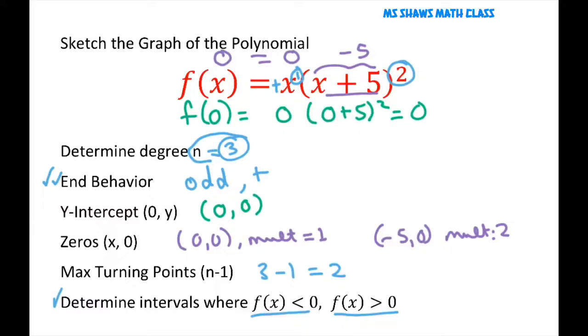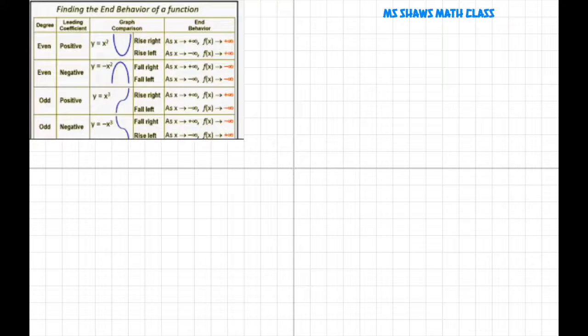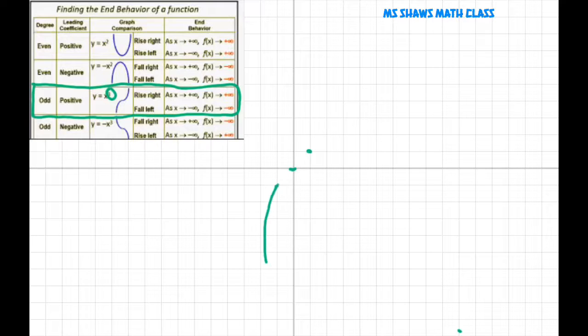So let's go back to our end behavior and let's talk about that. So just know it's odd and positive. So odd and positive is in this area right here. So that's how your end behavior goes. In fact, our degree was 3, so it resembles this kind of a curve. And our end behavior just tells us which quadrant we're going to start in. Graphing from left to right, we're starting in quadrant 3 and ending in quadrant 1.